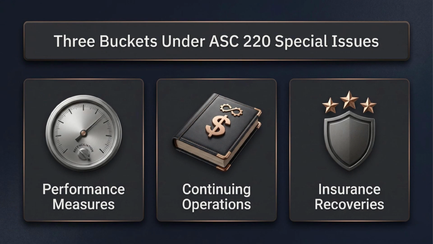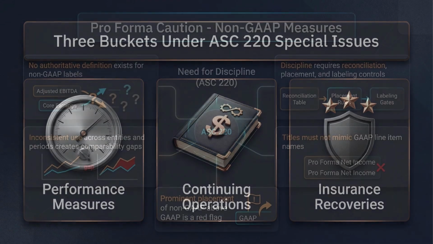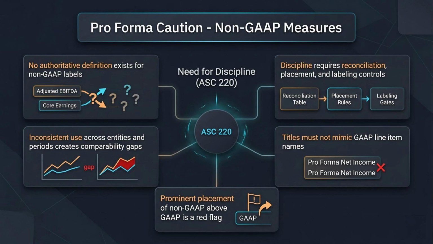Before we go into the details, organize the video into 3 buckets. Bucket 1 is performance measures, especially alternative or non-GAAP measures presented outside the core GAAP financial statements. Bucket 2 is continuing operations, where unusual or infrequently occurring items are presented separately but still remain inside continuing operations. Bucket 3 is insurance recoveries, where business interruption proceeds follow the nature of the covered loss. These 3 buckets will keep the topic clean, because without buckets, special reporting issues can quickly become a drawer full of accounting cables. Let us start with pro forma and non-GAAP measures.